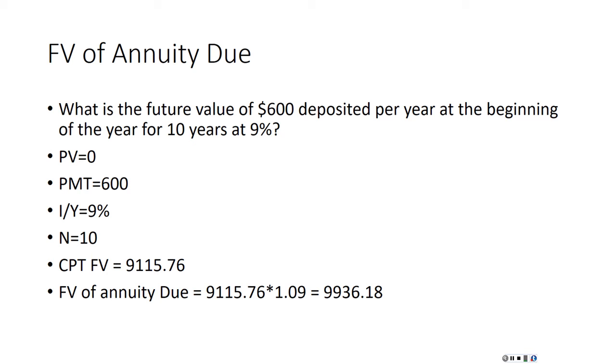The future value of the same series of cash flows, but at the beginning of the year, will be an annuity due. So once again, we compute the future value of $9,115.76 for the future value of an ordinary annuity. But since this is an annuity due, we multiply it by 1 plus the interest rate, which would make it $9,936.18.